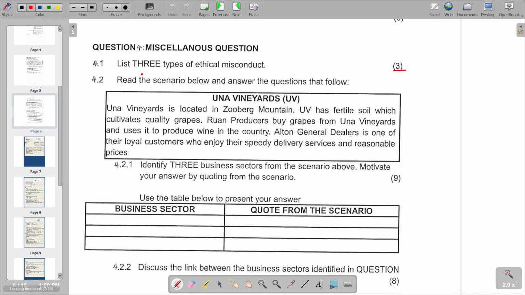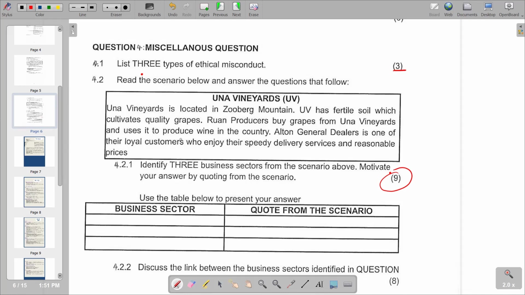We go to 4.2, it reads: read the scenario below and answer the questions that follow. We are given the UNA variance, which is UV, the abbreviation, and a text that you just need to read and comprehend. Then 4.2.1, identify 3 business sectors from the scenario above. Motivate your answer by quoting from the scenario. Our question is 9 marks. Use the table below to represent your answer, with a column for the business sector, and then you quote from the scenario to motivate that this is this type of sector. Remember, we've got 3 sectors: the primary sector, the secondary sector, and the tertiary sector.